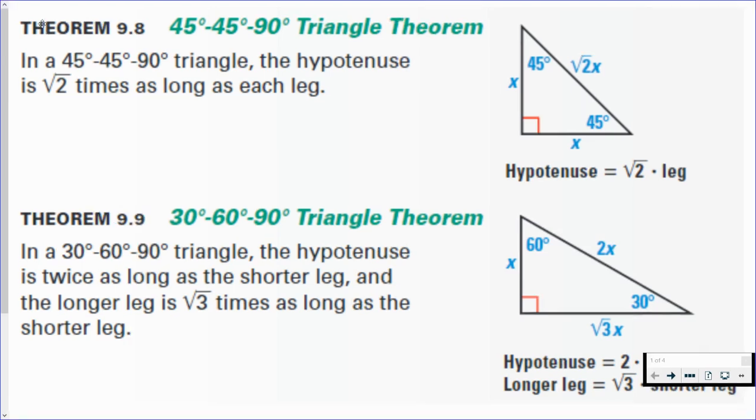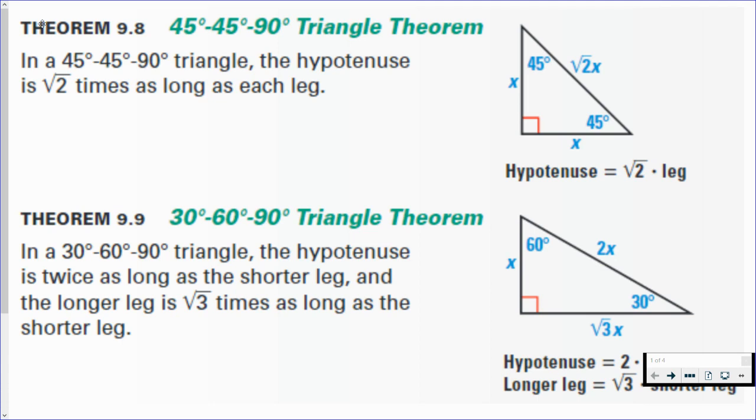Let's look at two special right triangles. Okay, the first is a 45, 45, 90 triangle, which of course is talking about the angles inside the triangle. So if we have a 45, 45, 90 triangle, that's talking about two 45 degree angles and a 90-degree angle.